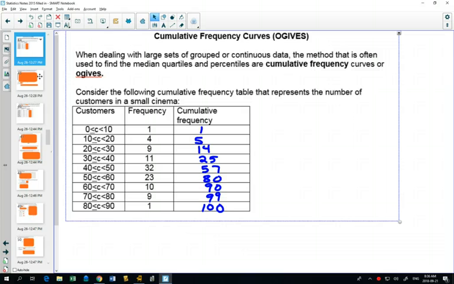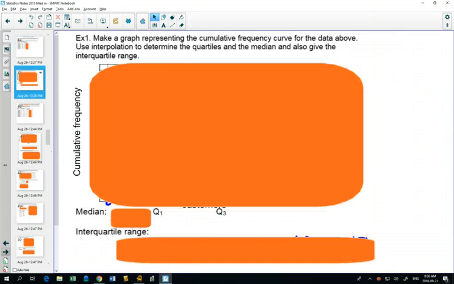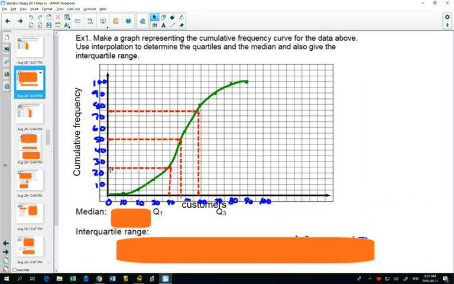So what we can do with that data is we can plot points. The way that you're going to plot points is at 10 it was 1. So at the end of the class, you plot the total number of students. Okay? So at the end of 20, our cumulative frequency was 5, so we plot 5. Cumulative frequency after 30 was 14, so at the end of 30, we plot 14.